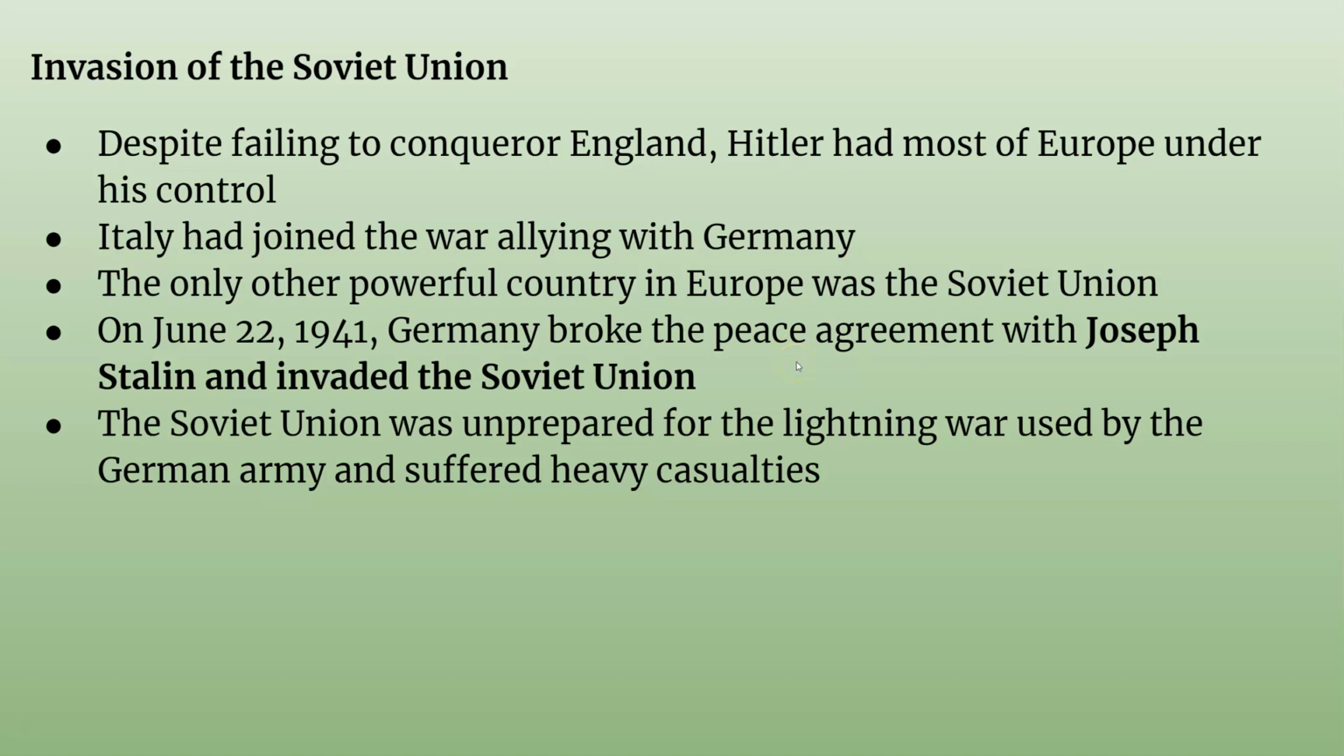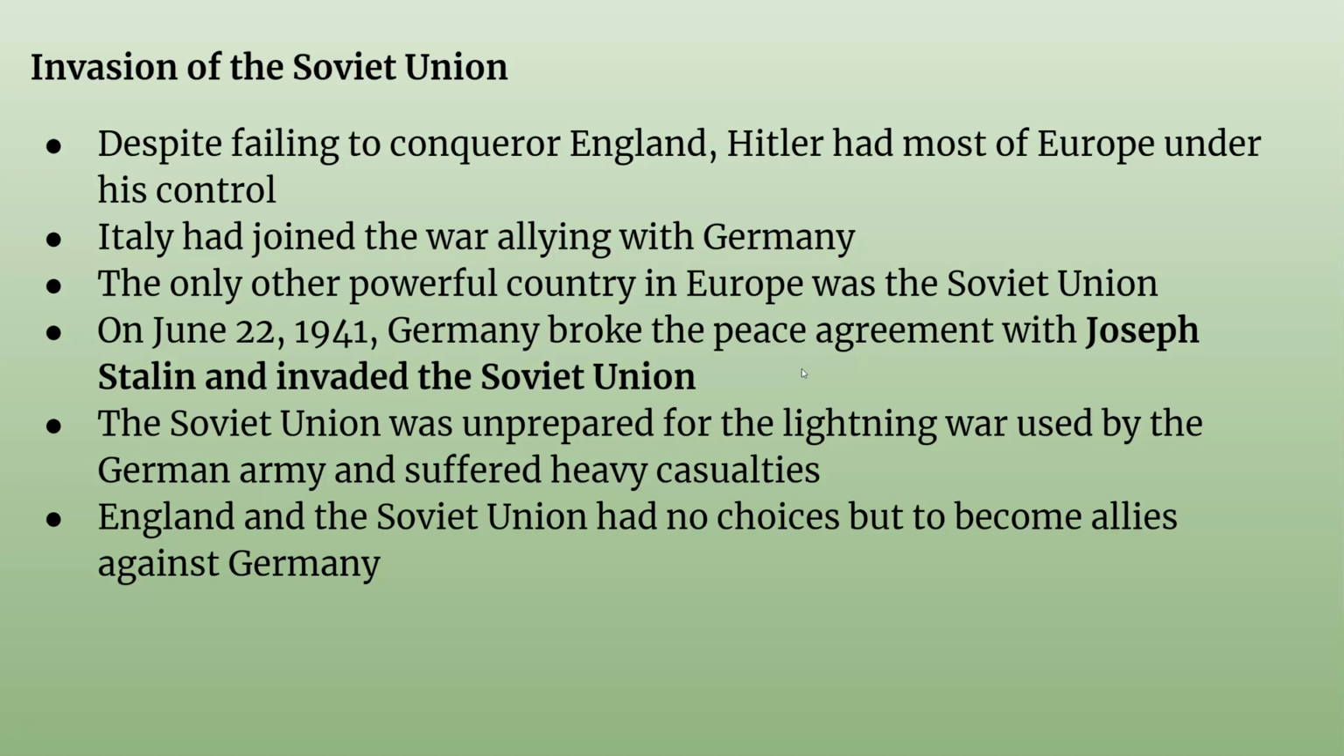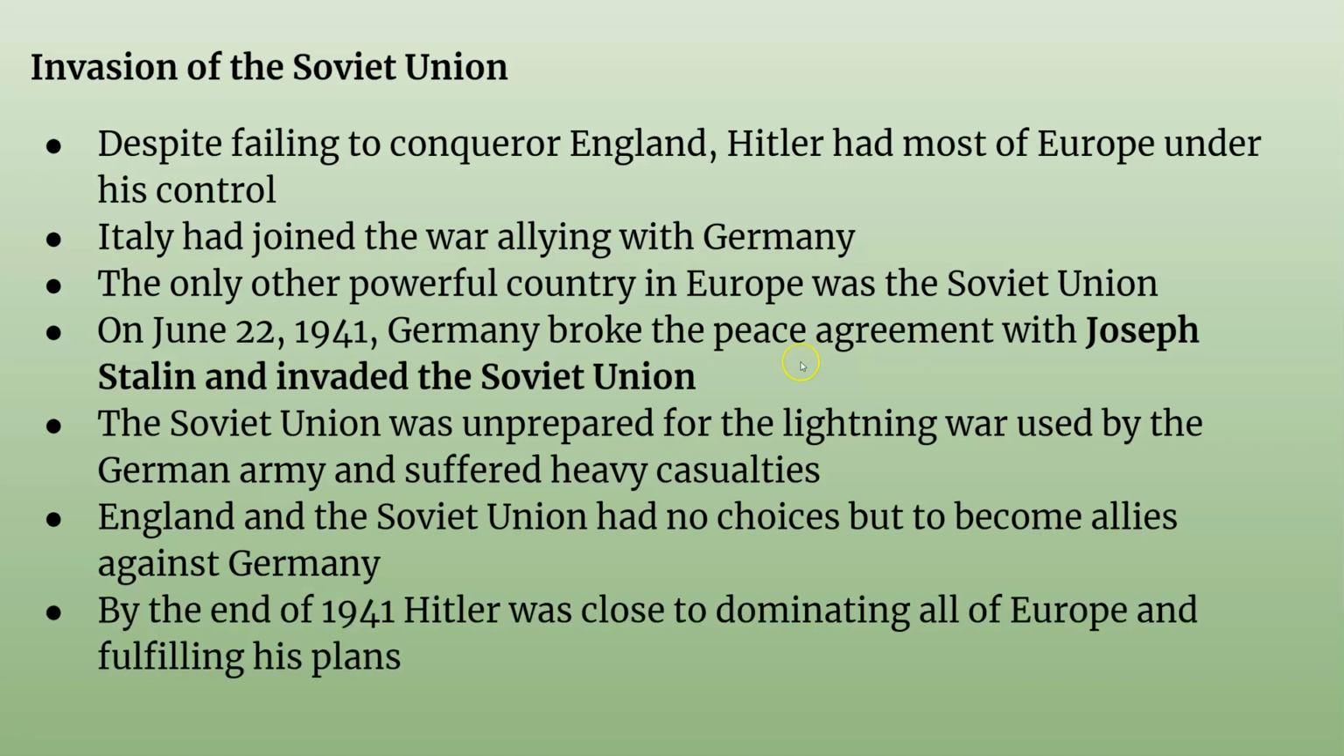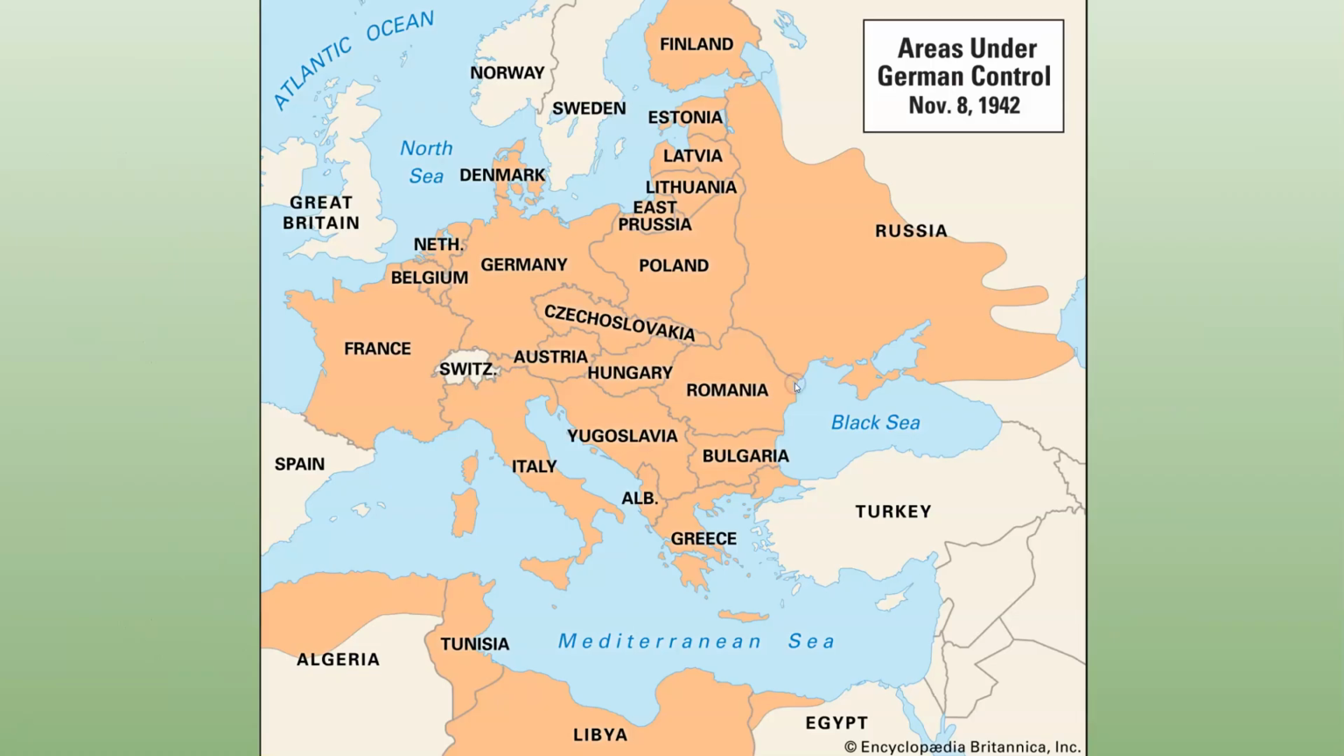Remember, Hitler hated communists. They were bitter enemies, and he decided this was the time to go into Russia. The Soviet Union was unprepared for the Germans' attack, and they suffered heavy casualties. England and the Soviet Union had no choice but to become allies at this point against Germany and to try to stop them. By the end of 1941, Hitler was close to dominating all of Europe and fulfilling his plans.